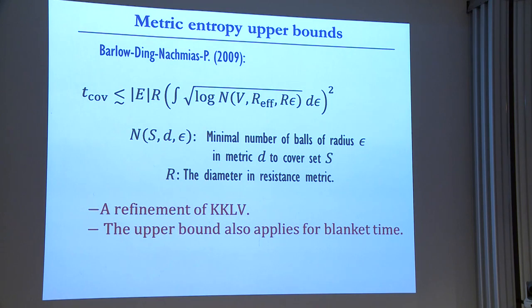So you have the vertex set, and you ask N(S, d, epsilon), what is that? Given a set S, a metric d, and an epsilon, it's the minimal number of epsilon balls you need to cover the set. And here the set is the vertex set, the metric is the effective resistance metric, and the radius we want to look at is r times epsilon. And for each epsilon, you take the square root, integrate, square, and this is a bound for the cover time.